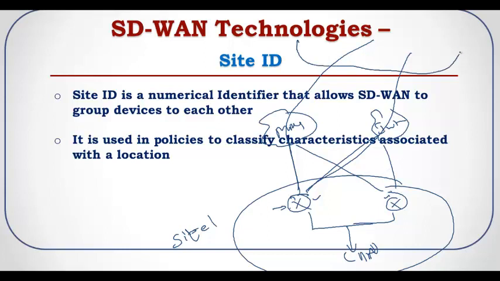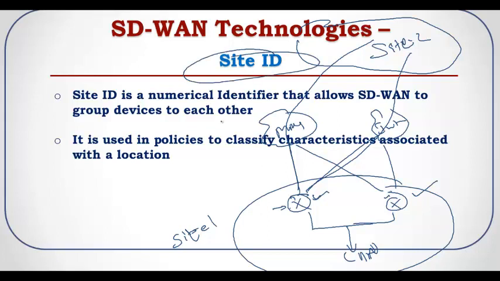So here is another site, site 2. Site 2 should see that both these edge devices are from one single site. Site 2 should see these two as one single site, not two different sites. For that we need one common numerical identifier, so that there won't be any VPN tunnel between these two. Look at this, they are in the same site. You cannot have IPsec between these two.